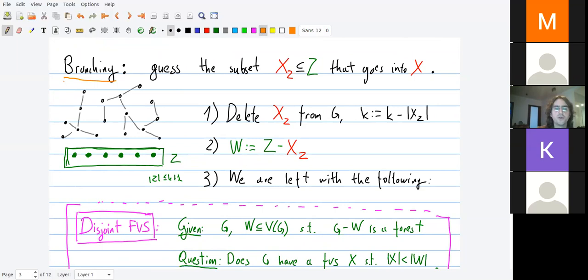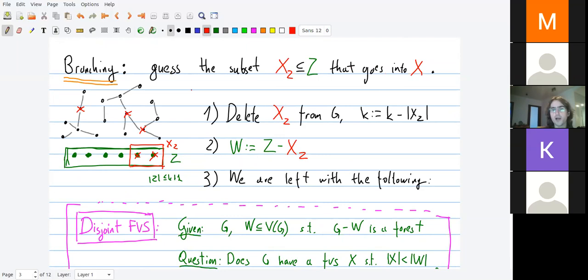Branching, what happens in this set Z? In my solution, my solution will actually delete some vertices from here, but it will also delete some vertices from Z. It is allowed to do it. Some vertices of the previous solution might also be included in the next solution. So by branching, I will guess this set, call it XZ, that should go into the solution X.